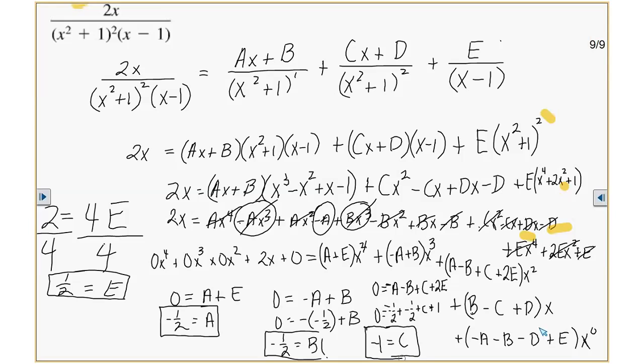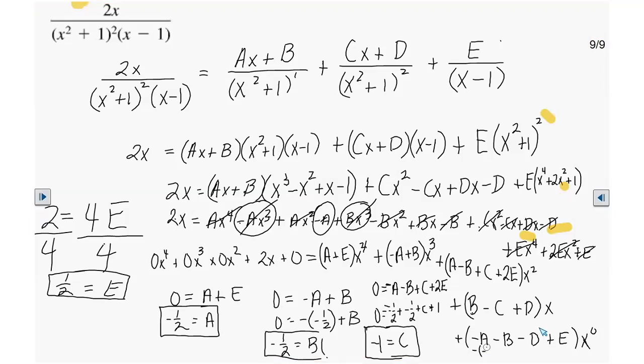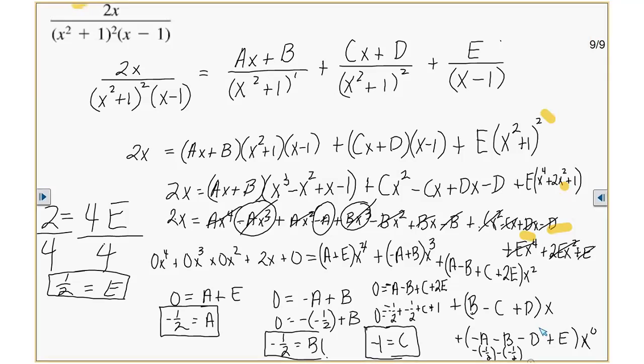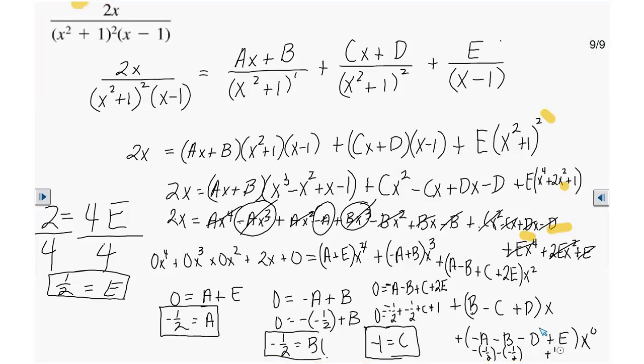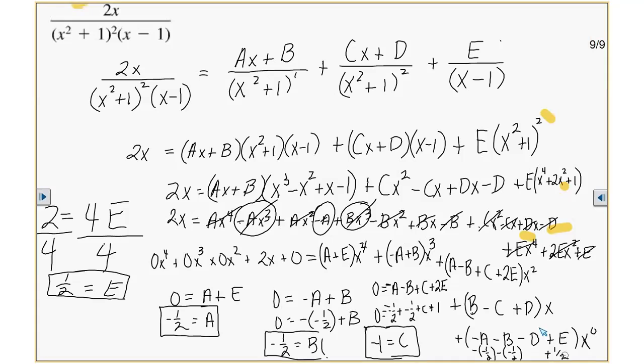And now plug in your numbers here. So that's going to be negative 1/2 minus negative 1/2 plus 1/2. That thing is in the way. Is equal to what? Oh, I didn't do x. I'm sorry, I didn't do x. So let me do x. Sorry, I'm running out of room.